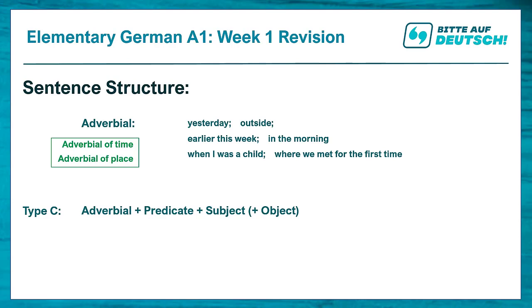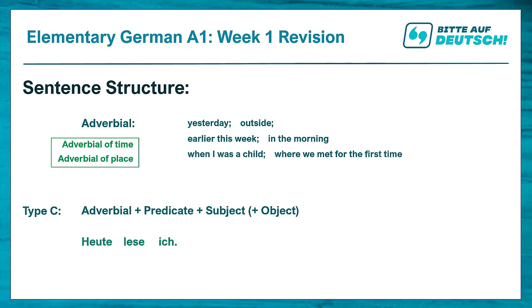So, as soon as we add an adverbial to our sentence, it will have the following effect on our sentence structure. Example type C. We can put the adverbial in the first position of a sentence, which we do quite often. Then this will change the order of the rest of the sentence. So instead of subject, predicate, object, as in type B, we will now have adverbial, predicate, subject, and maybe object or not. The object can be optional. I will show you using an example.